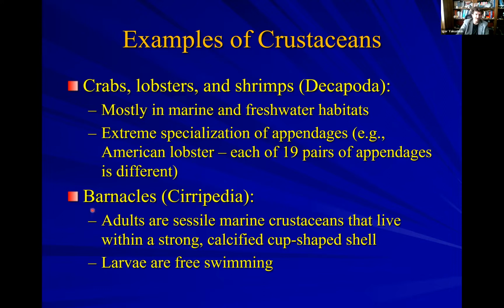And then there is another very interesting group, barnacles. As a matter of fact, barnacles start looking like some of the mollusks, because they are located in a calcified cup shell, similar to that, and they are sessile. They're sitting, and again, they are grabbing any kind of plankton. So they look very similar to the bivalves, but they are not bivalves, they're actually crustaceans. And the larvae are free swimming, and this is how they spread, similar to bivalves again.